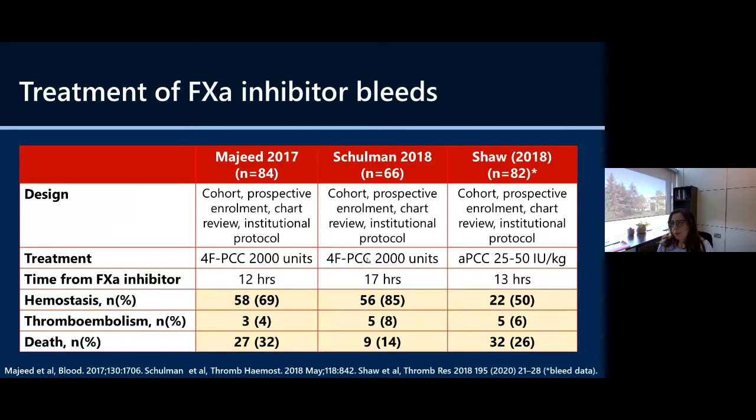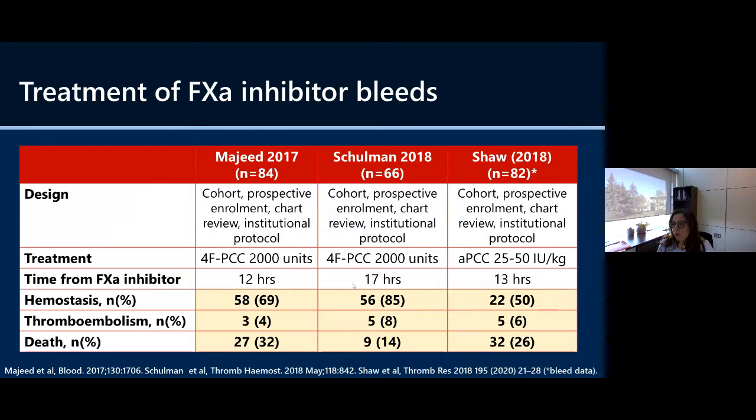It's very similar to 4-factor PCC, except that the coagulation factors are activated in some sort of proprietary way. But this is a treatment that historically has been given for hemophilia patients with inhibitors. So it's not something that's really widely available outside of treatment centers that treat hemophilia patients.